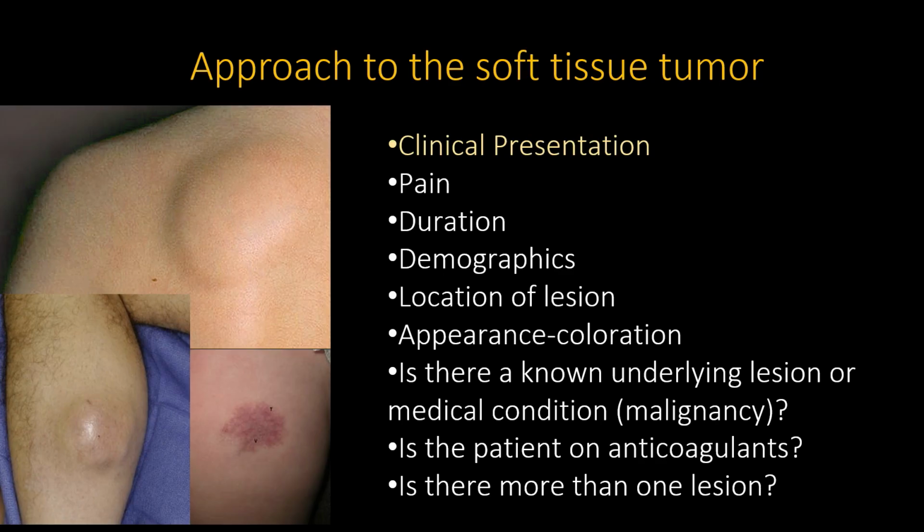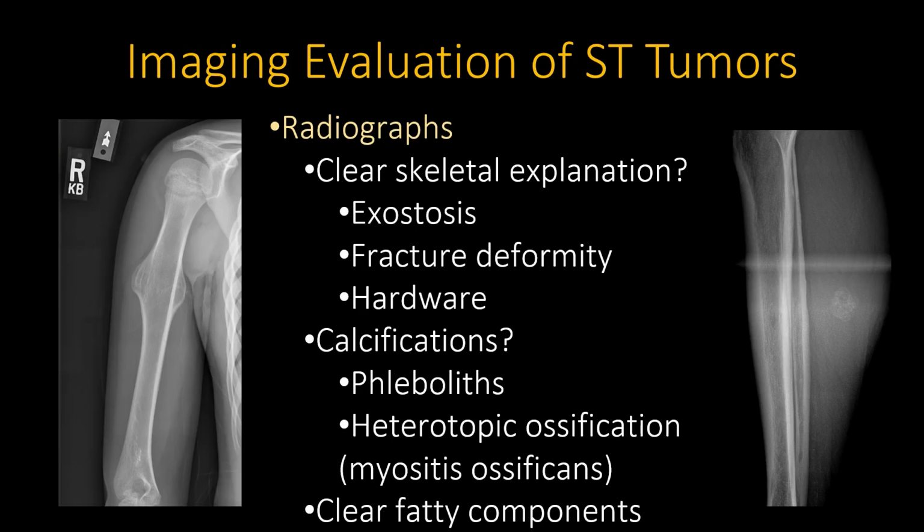So when we approach a soft tissue tumor, it's really important that we get a good clinical presentation. If we're doing an ultrasound, we can ask the patient. If not, we need to go to Epic. Is this lesion painful? How long has it been there? Is it growing? What is the background of the patient? Do they have any underlying conditions?